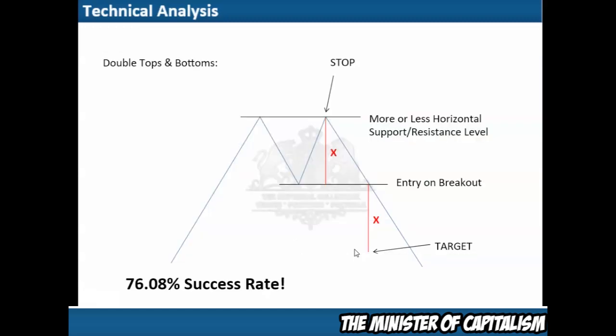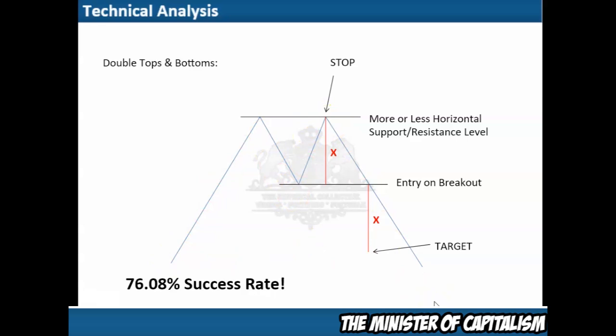The next up are the double tops and bottoms. Double top and bottom patterns are chart patterns that occur when the underlying investment moves in a pattern similar to the letter W in the case of a double bottom, or M in the case of a double top. So here you can see that signature M formation here.